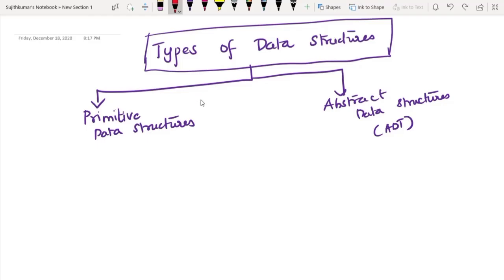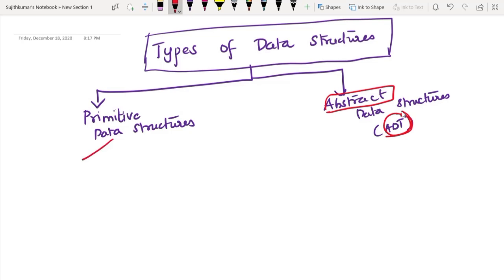Hey guys, in this video, let's try to classify the data structures. There are two main types of data structures. First of all, one is primitive data structures, and another one is abstract data structures, otherwise called abstract data type. I'll explain this word abstract. Please hold on.